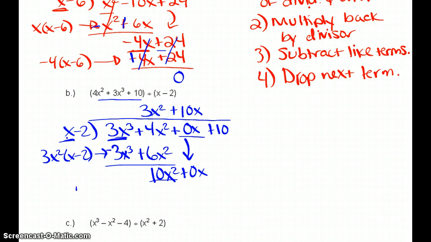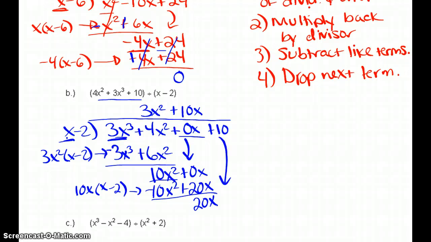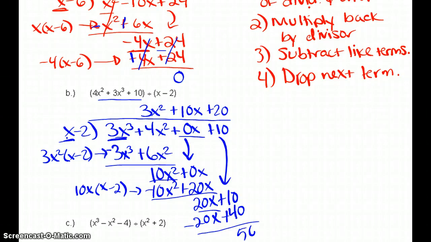And again, I multiply it back. And that goes here. And that gives me 10x squared minus 20x. So I add, or I'm sorry, subtract. And that gives me positive 20x. Drop the 10. Again, one more time. 20x divided by x is 20. Okay, multiply back, you get 20x, and then minus 40. So when you subtract, you get positive 50 as your remainder.